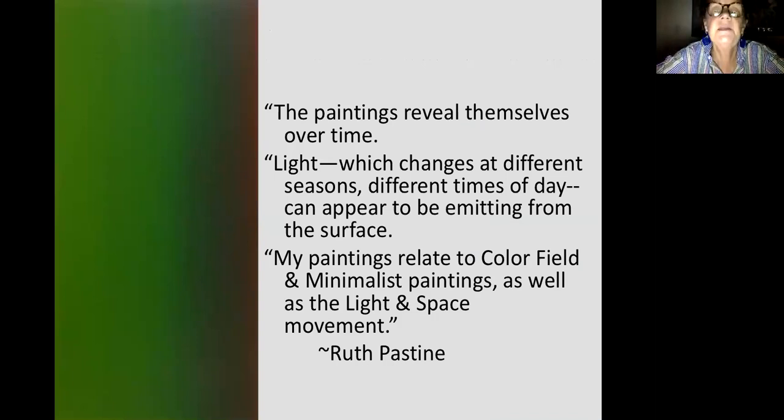Pastine says the paintings reveal themselves over time. Light, which changes at different seasons and different times of the day, can appear to be emitting from the surface, which is, in a way, what Benjamin meant by the painting looking back. This light seems to come towards us. It seems to look at us. Pastine says her paintings relate to color field and minimalist paintings, as well as to the light and space movement.